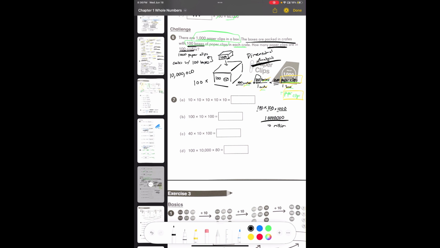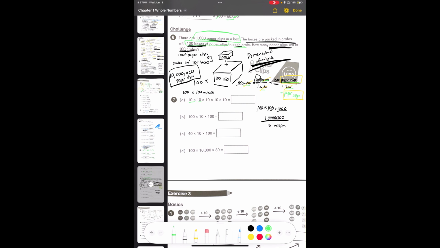And don't forget labels, since it's a word problem and it's asking for the number of paper clips. Another way to do this without dimensional analysis, even though it's basically the same thing, is take your 100 crates, multiply by 100 boxes, because we have 100 boxes in each crate, and we have 100 crates, times 1,000 because there's 1,000 paper clips in a box, and we have 100 boxes, so just this times this times this times this.